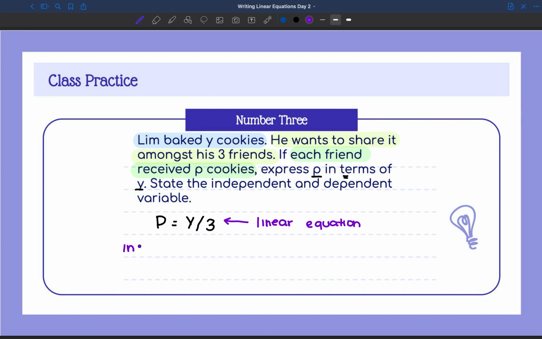And then our independent variable. And then our dependent variable. Remember, our dependent variable depends upon the value of our independent variable. So our independent variable is going to be Y, because if we knew that Lim baked 30 cookies, we now know that 30 divided by 3 would be 10. So each friend would have received 10 cookies. So P is our dependent variable, because our dependent variable depends on our value of our independent variable.